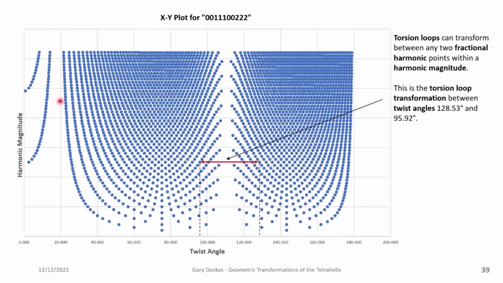So I wanted to see what a torsion loop transformation would look like between some of these points. And I picked this little gap here to traverse, indicated by this red arrow. And that's going to be illustrated in this example here.